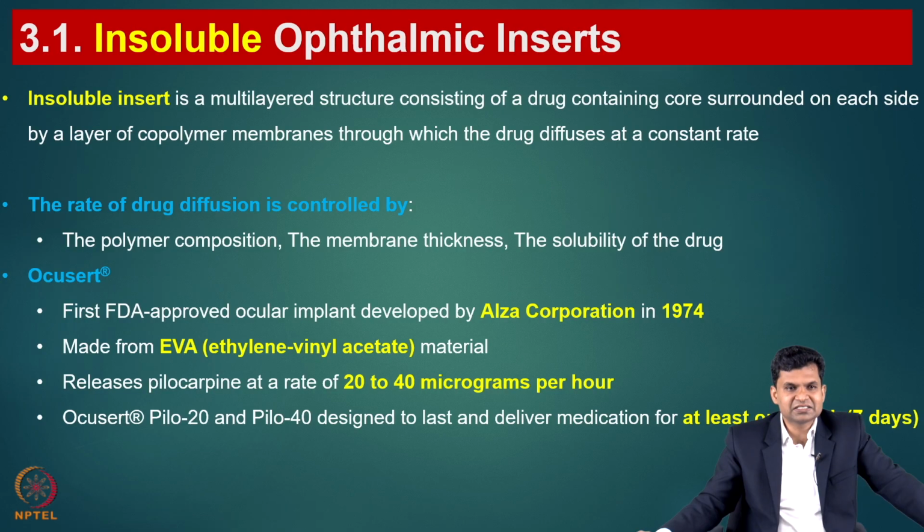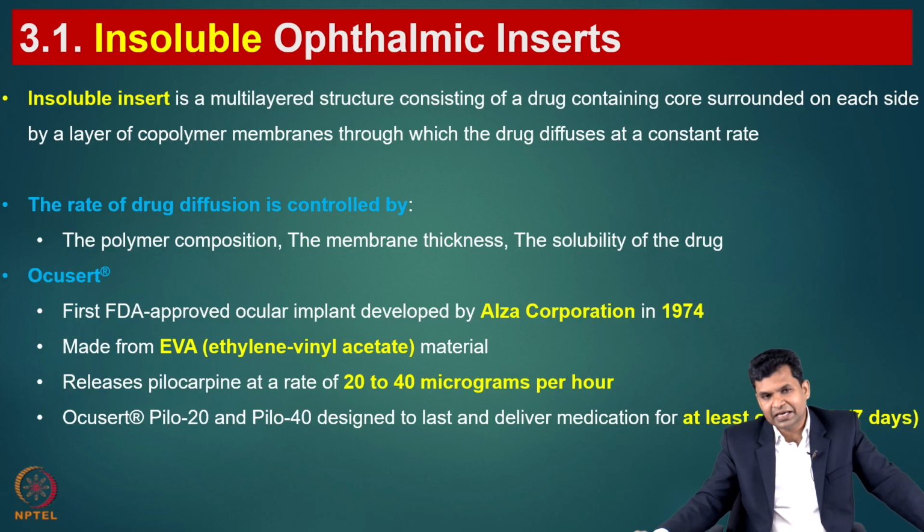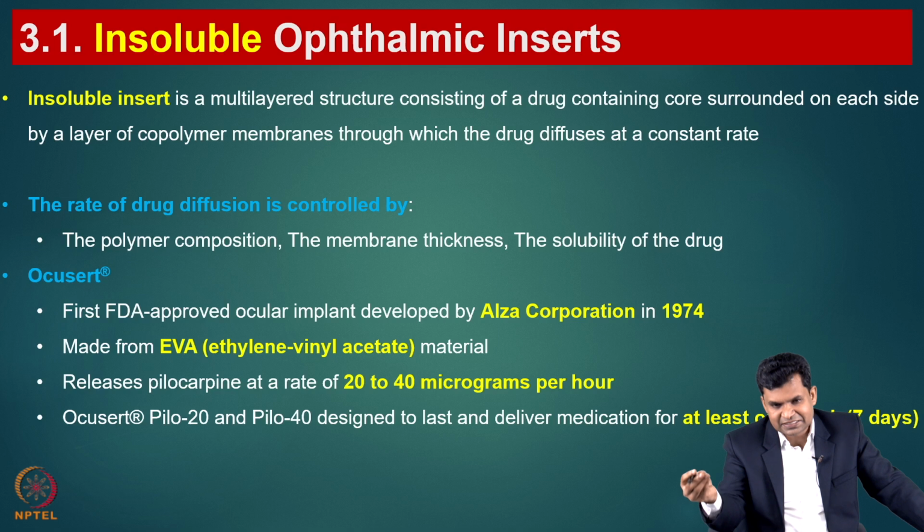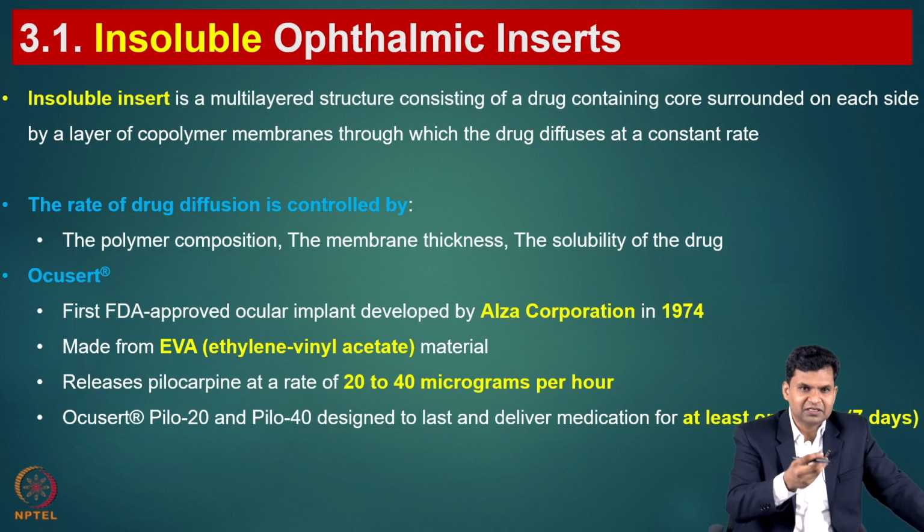So, as we discussed, we have 3 different classes: one is insoluble, another one is soluble, and the third one is erodible. Insoluble inserts we use for the release of the drug. Once the release has happened and the treatment is fulfilled, then we can replace the insoluble ophthalmic inserts.